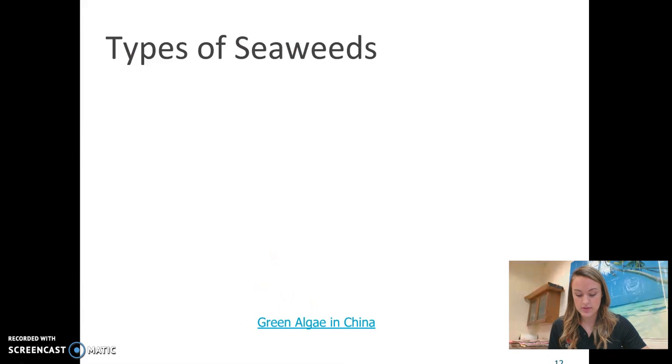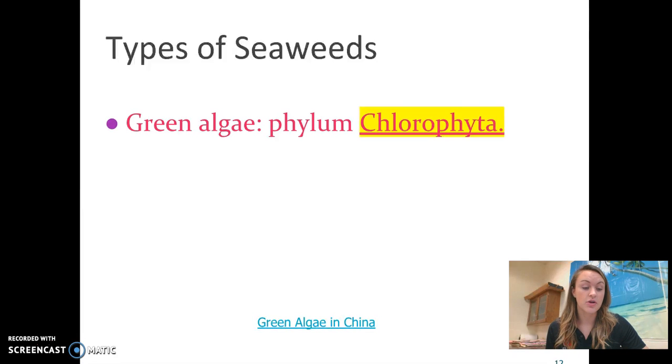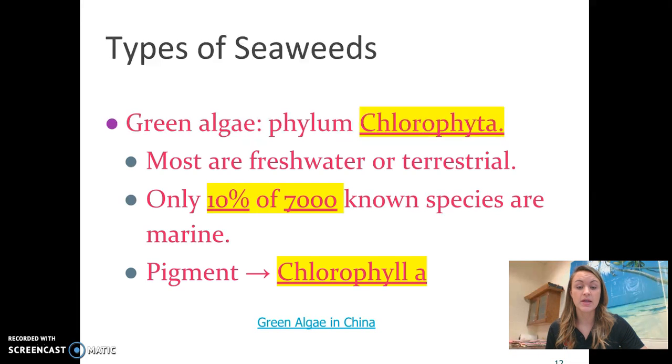All right, so going over some of the different types of multicellular algae, there are three main types of macroalgae: green algae, brown algae, and red algae. The very first is the green algae, and we find these in the phylum Chlorophyta. If we break this word down, it sounds like chlorophyll, and that's because it has the pigment chlorophyll A in it. Only about 10% of our 7,000 known species of marine algae are actually green algae. So it is very rare to have green algae.